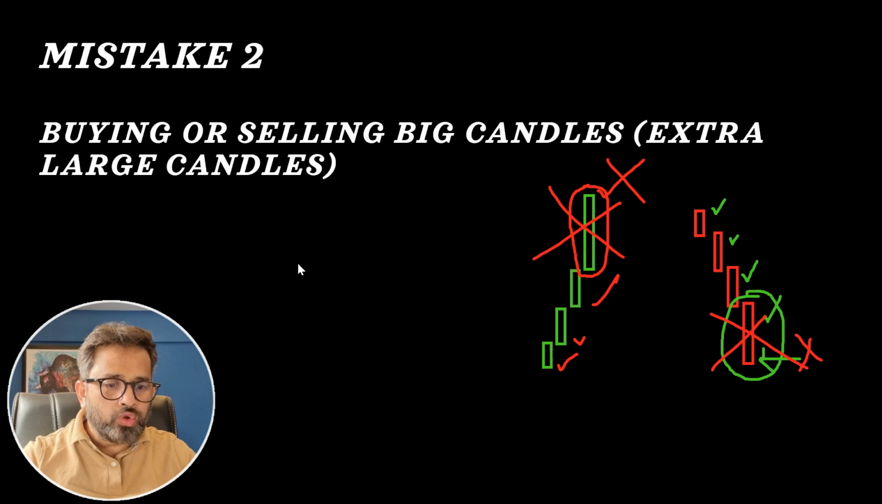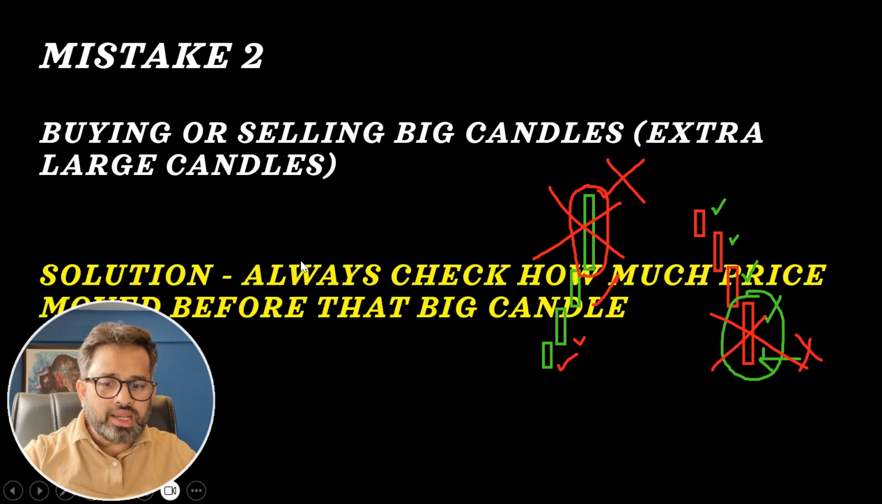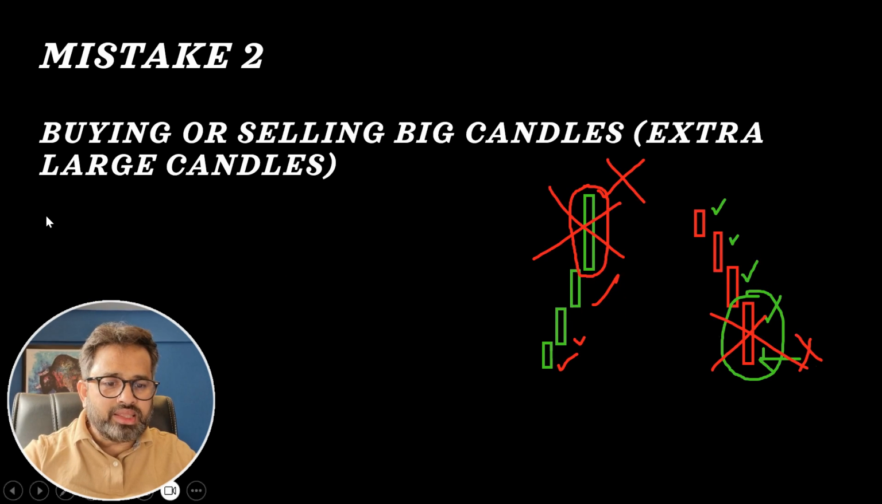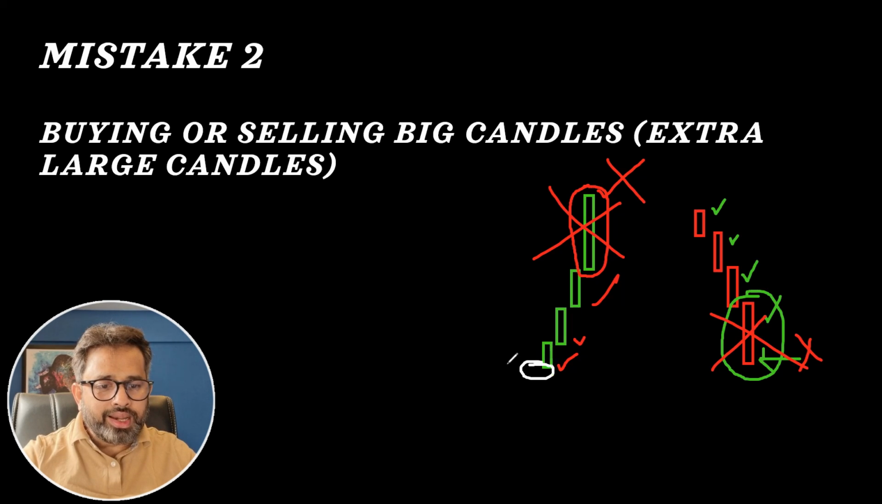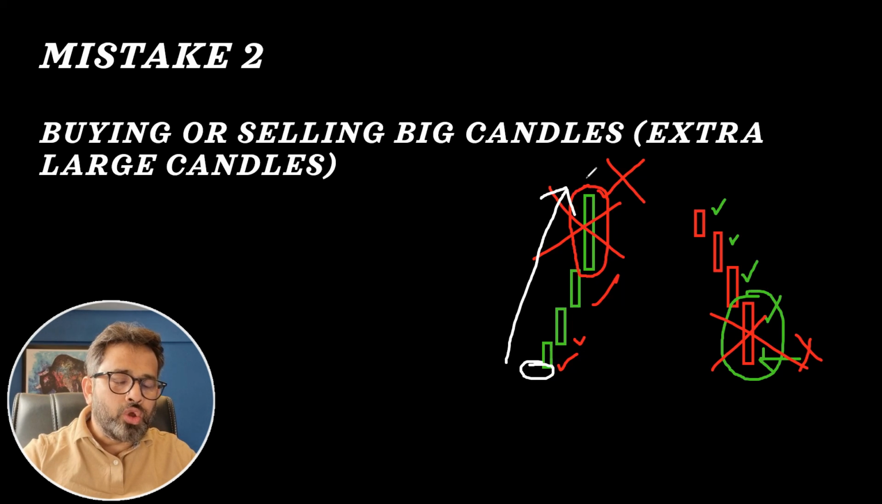Instead of that, what you should look for, what is the solution? The solution is always check how much price moved before that candle. Before buying this candle, you should see how much price moved. So suppose next time you see this kind of price action, you know that price started moving from here and has already moved here, and now you are buying at the climax. This is known as a buying climax in trading. That means don't buy at the climax, try to buy at the beginning of a big move.